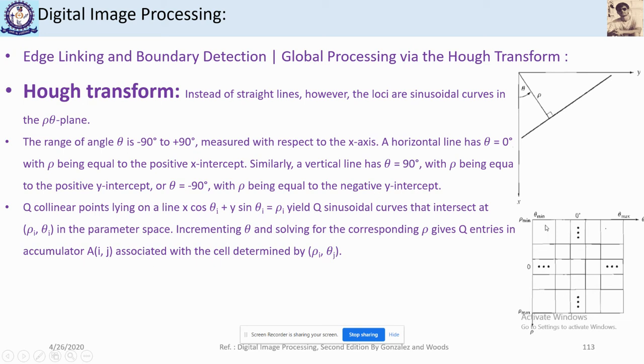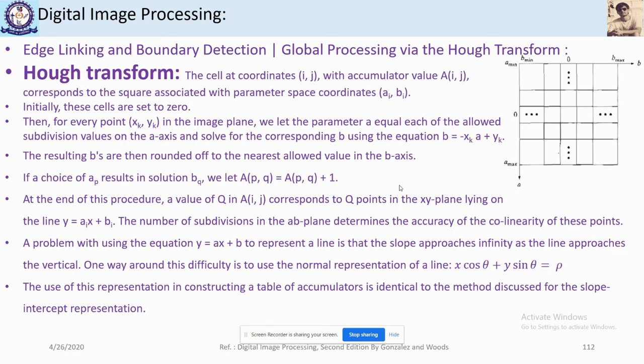Okay, so in this same way, the parameter plane is again divided into values of rho from rho min to rho max and theta min to theta max, where theta min is minus 90 degrees, theta max is 90 degrees, and rho will depend on the image dimension. And here again, corresponding to each cell there will be an accumulator that will keep a particular value, and that value will be calculated similar to what we have discussed in this slide.